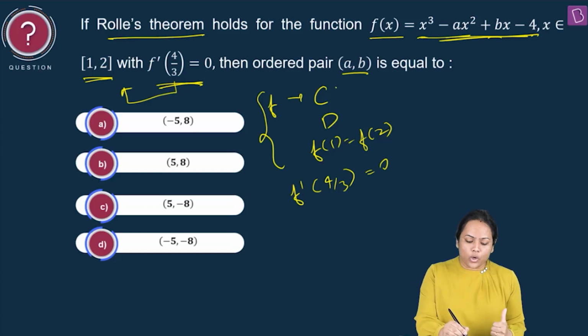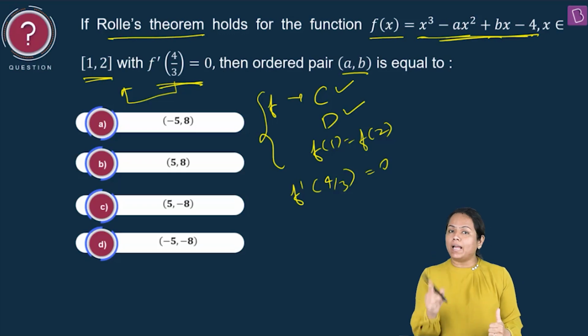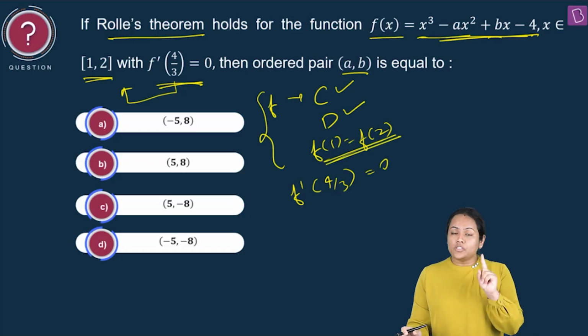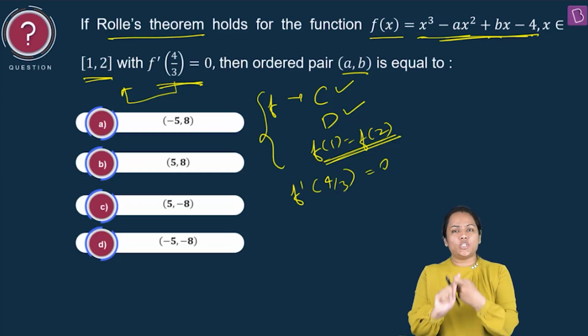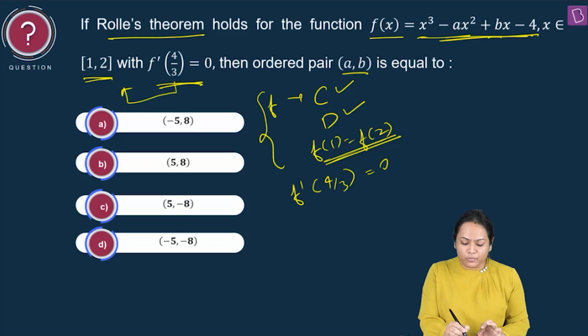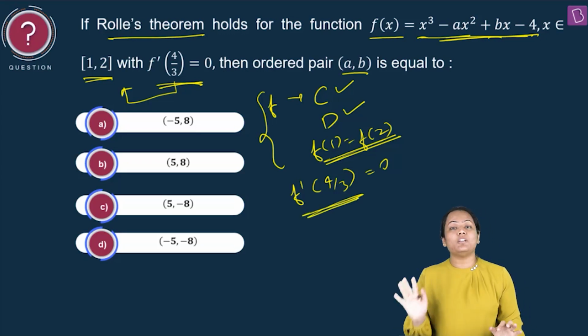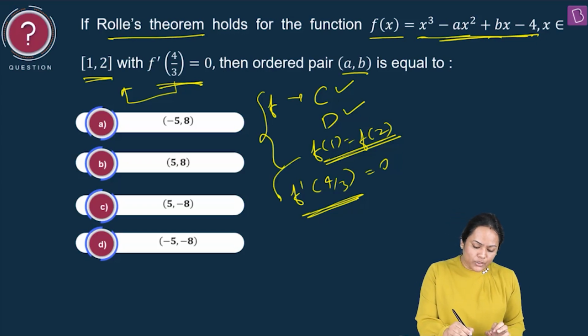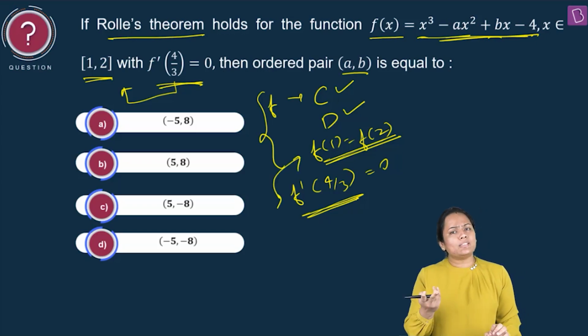Now, since it is already continuous and differentiable, I have to apply definitely f of 1 is equal to f of 2. So that is going to give me one equation in a and b. And the next equation can be formed when I write f dash of 4 by 3 equal to 0. Isn't it? So that means I have to apply these two conditions, form two equations in a and b, and solve to get the answer. Isn't it? Easier one? Perfect.